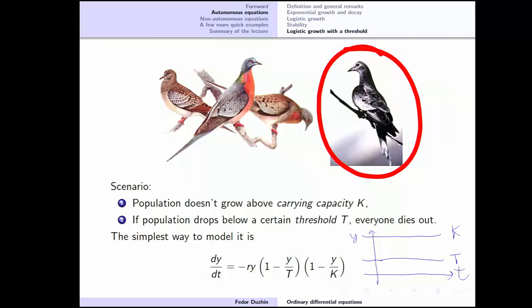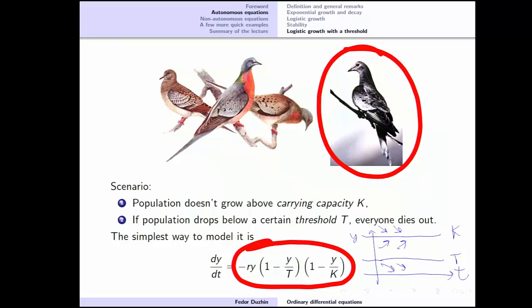And the idea is that now, if the initial population is above the threshold, then the arrows point upwards, so the population is growing. If it is above K, then it is decreasing towards K. But if it drops below T, then everyone dies out. And in order to model this, we introduce this type of right-hand side.